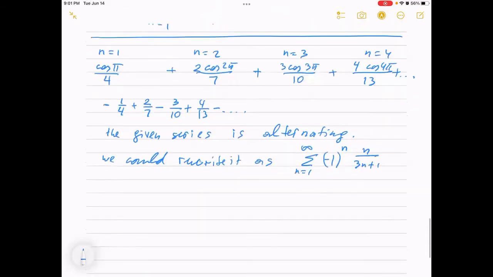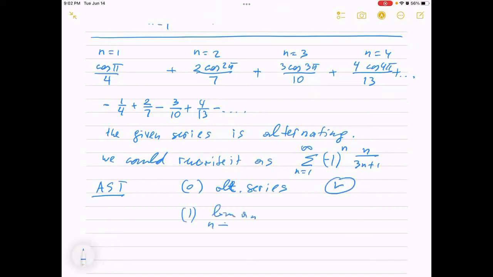Anyhow, as soon as we realize that we have an alternating series, we want to do the alternating series test. Step 0. Do we have an alternating series? Yes, we certainly have an alternating series. Step 1. What is the limit of a_n when n is approaching infinity? We get the limit as n approaches infinity of n divided by 3n plus 1. Using the rule of thumb or L'Hopital's rule, we should be able to get 1/3, and that is not equal to 0.